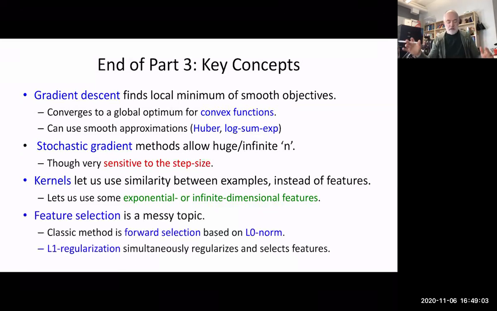We waggled our way through feature selection, which is messy and unpleasant to deal with. We talked about forward selection, and then we talked about L1 regularization, which simultaneously regularizes and selects features. And we established the Laplace prior that does the same thing. So there's a probabilistic interpretation for that.